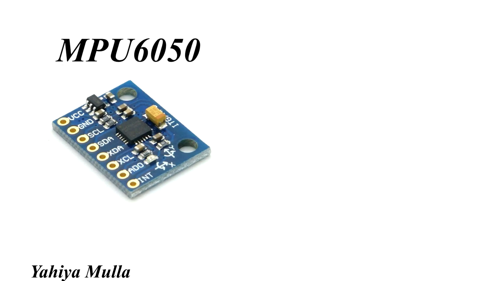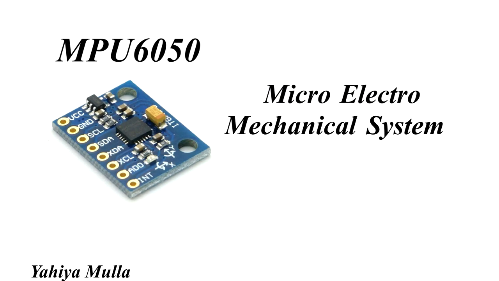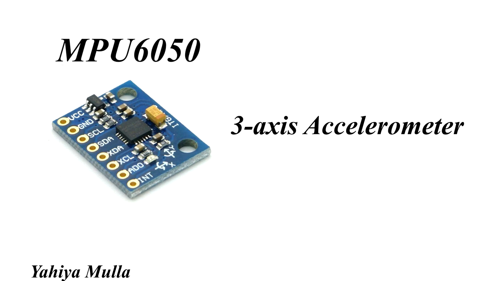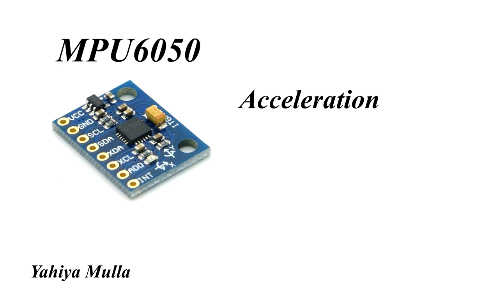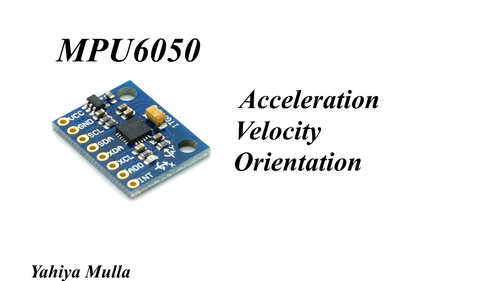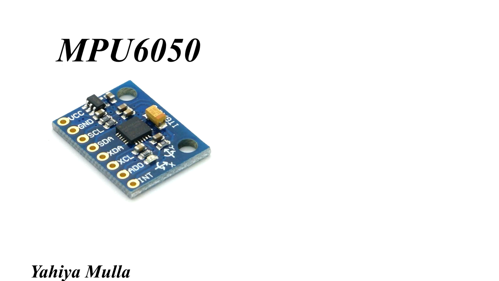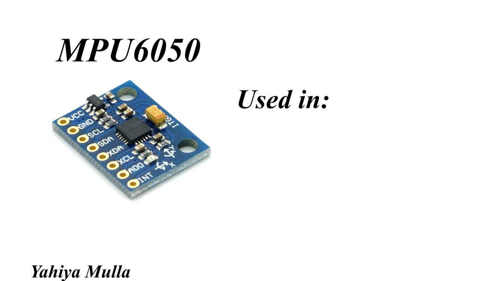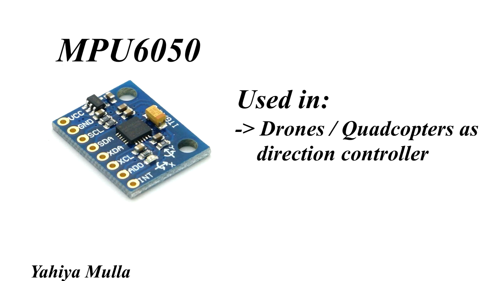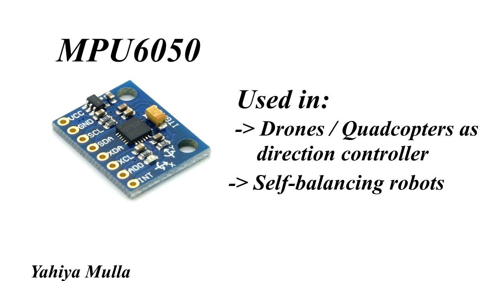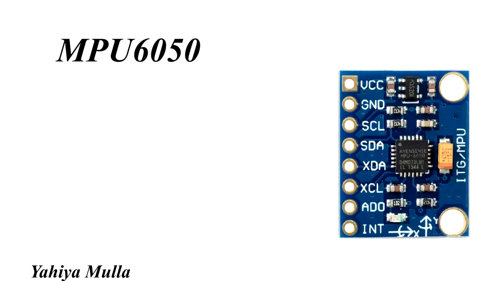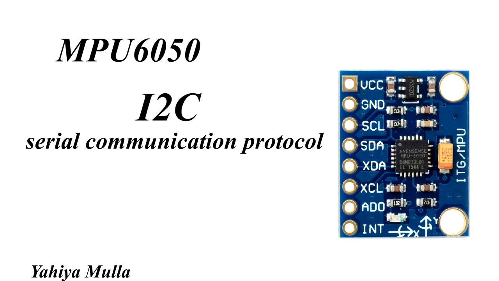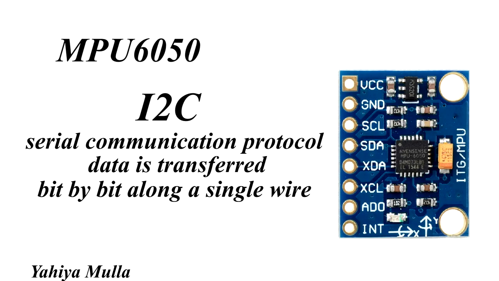The MPU6050 is a microelectromechanical system, aka MEMS, which consists of a 3-axis accelerometer and 3-axis gyroscope inside it, which helps us to measure acceleration, velocity, orientation, displacement, and many other motion-related parameters of a system or object. MPU6050 is used in drones or quadcopters as direction controller, self-balancing robots, humanoid robots, etc. MPU6050 uses I2C, which is a serial communication protocol, so data is transferred bit by bit along a single wire.